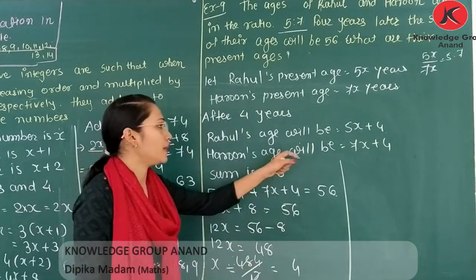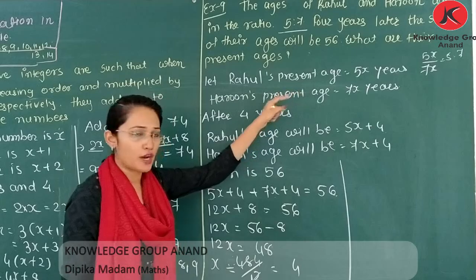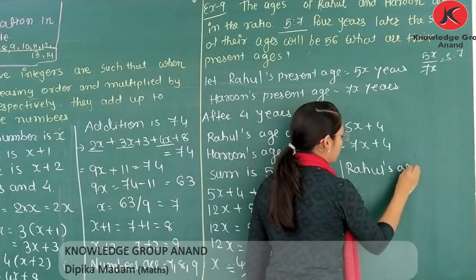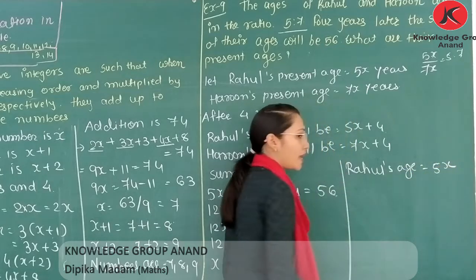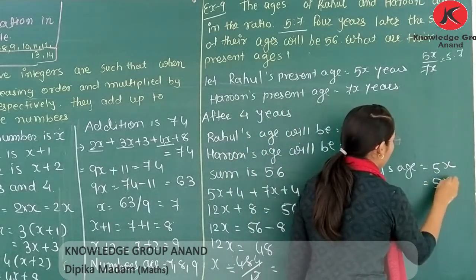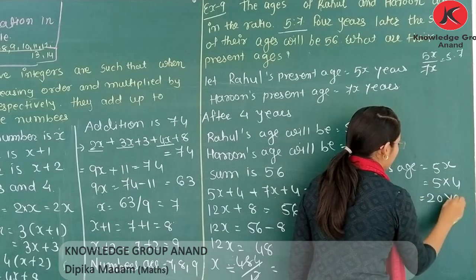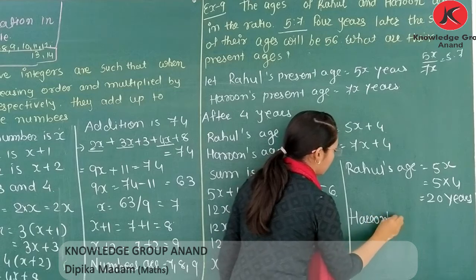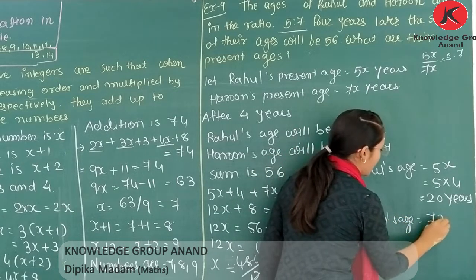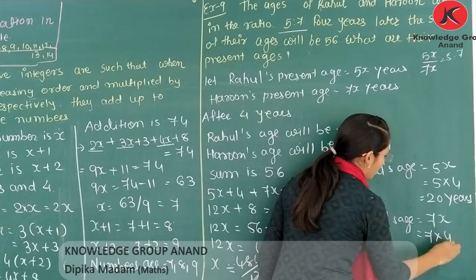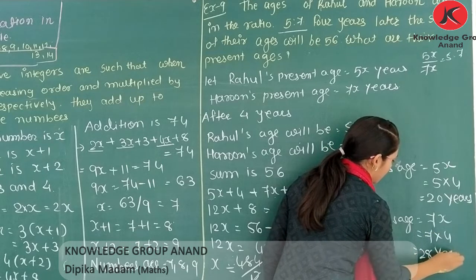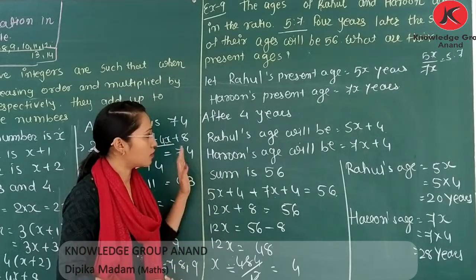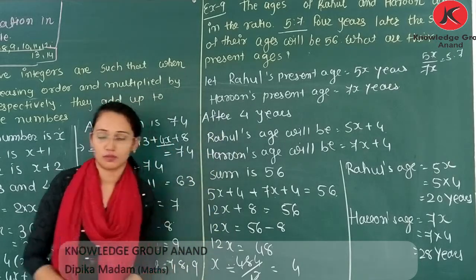So here we need to find the ages of Rahul and Harun. So what is Rahul's age? It is 5x, but our x is 4, so we can write 5 into 4, 20 years. And Harun's age, that is 7x, but our x is 4, 28 years. Clear? This way we can find the ages of Rahul and Harun.